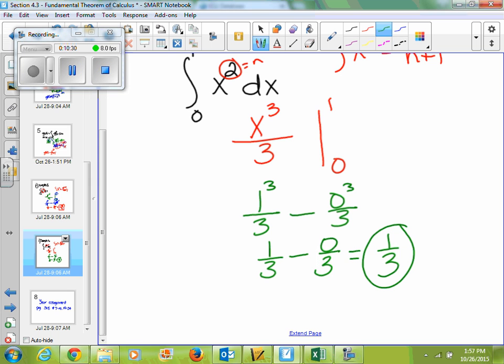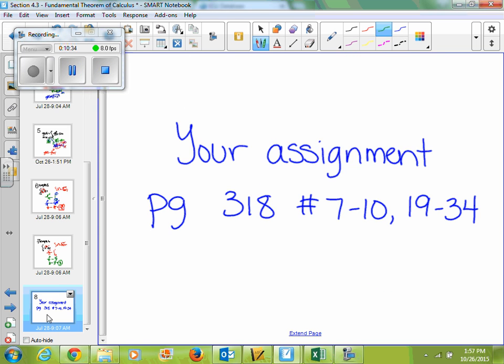Okay, so most of the assignment you're just going to continue evaluating definite integrals like we did last week. You are going to work on page 318, 7 through 10, and 19 through 34.